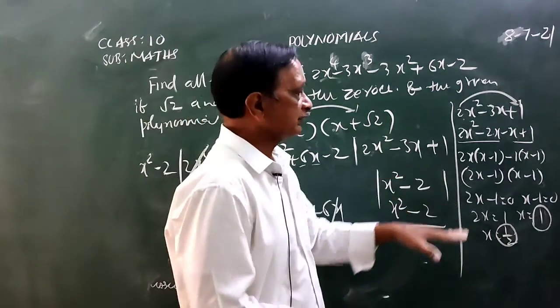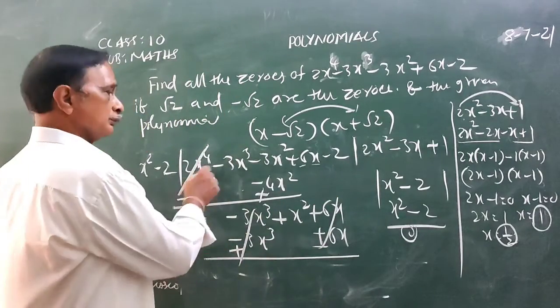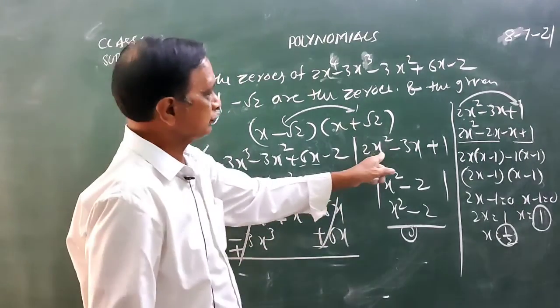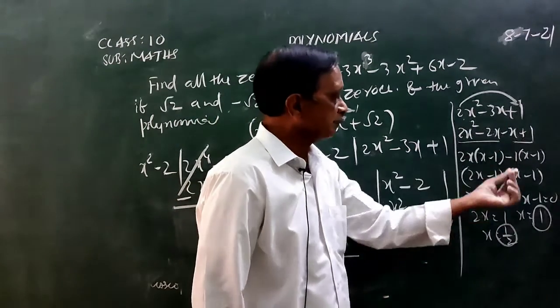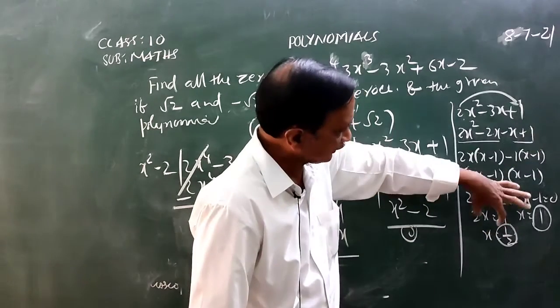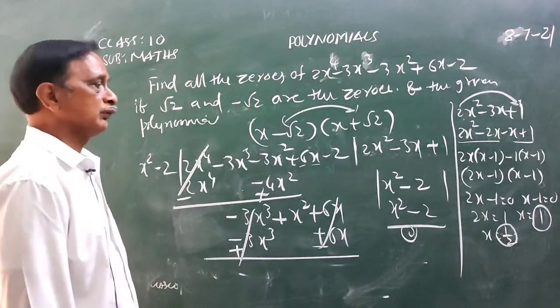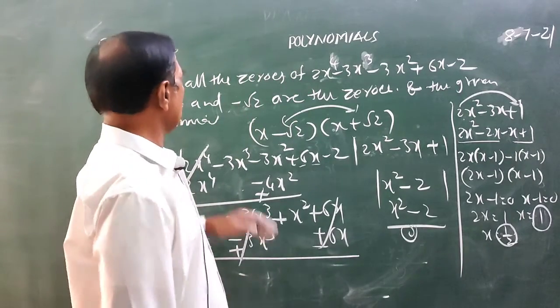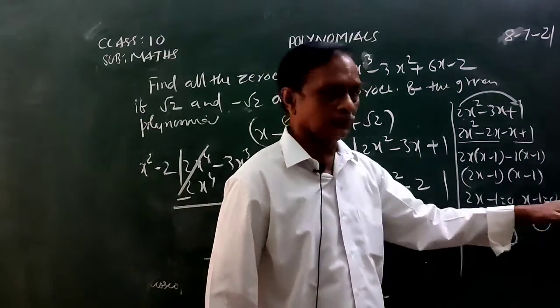After getting the other factor, we factorize that factor to get the other zeros. So we got the other factor 2x square minus 3x plus 1. And the factors for 2x square minus 3x plus 1 are what? 2x minus 1 into x minus 1. From this you can find the zeros: x equal to 1 by 2 and x equal to 1. So 1 by 2 and 1 are the other zeros. So in all, what are the zeros? Root 2, minus root 2, 1 by 2 and 1.